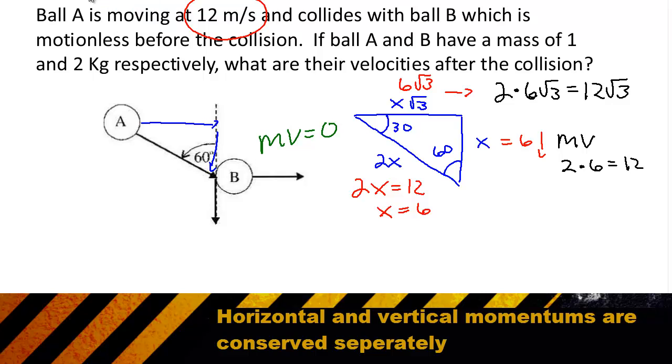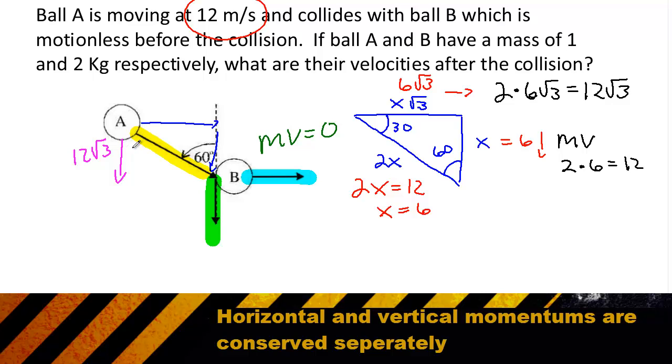Let's look for a minute at what happens after the collision. Initially, ball A is going down at an angle, so it has both a right and a downward movement. After the collision, ball A only has a downward velocity. Likewise, B only has a velocity going to the right. We know that ball A started with a downward velocity of 12 root 3. And because after the collision, ball B doesn't have any downward velocity, that means 100% of the downward velocity must have been retained in ball A.